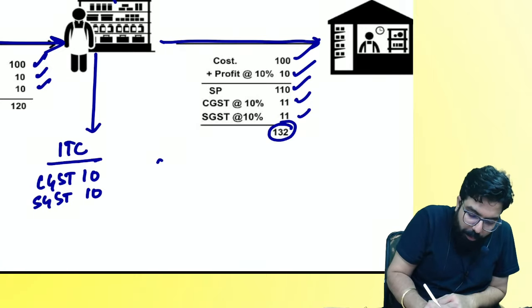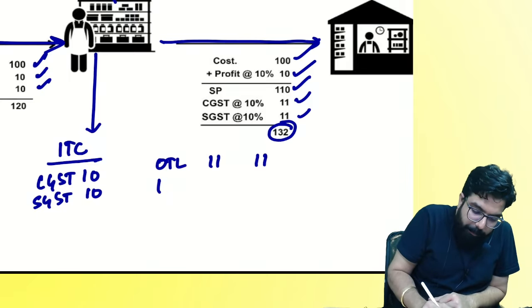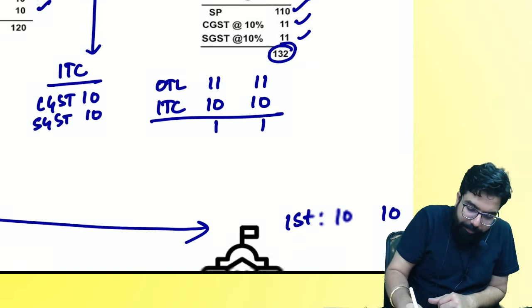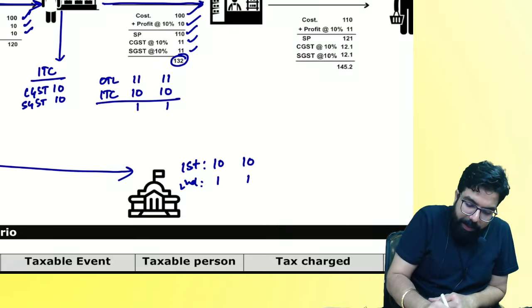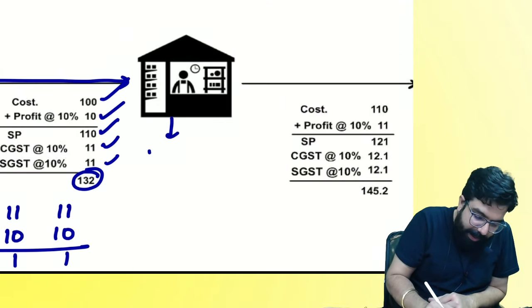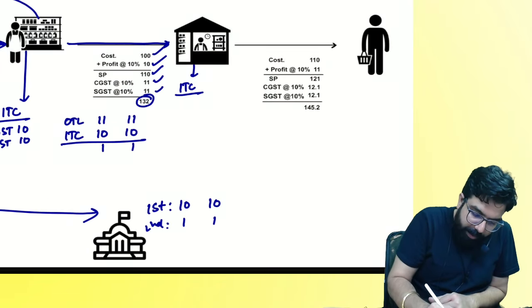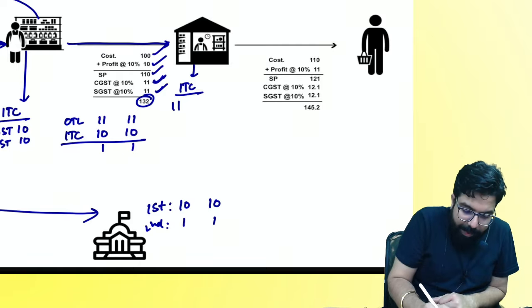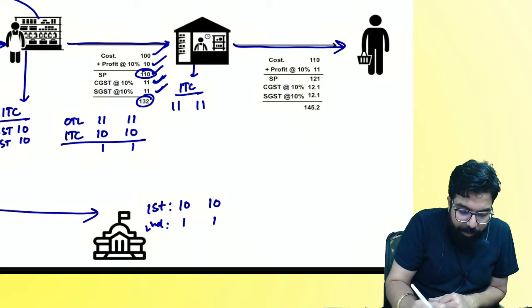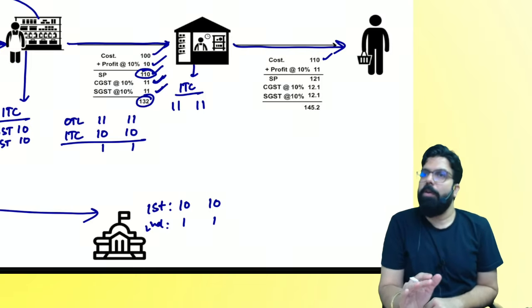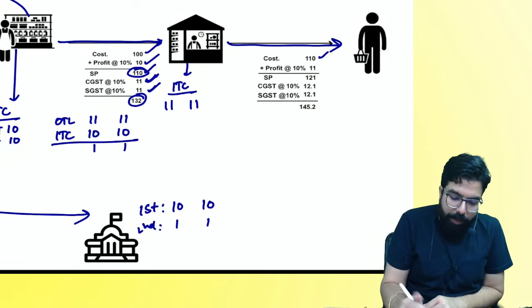Can you tell me output tax liability, everyone? 11 and 11. Input tax credit? How much will I pay to the government? 1 and 1. Second stage. Can you tell me how much input tax credit he will get? 11 and 11 and 11. He sold the goods. What is his cost? People, you got it now? Sure, everyone? Profit?